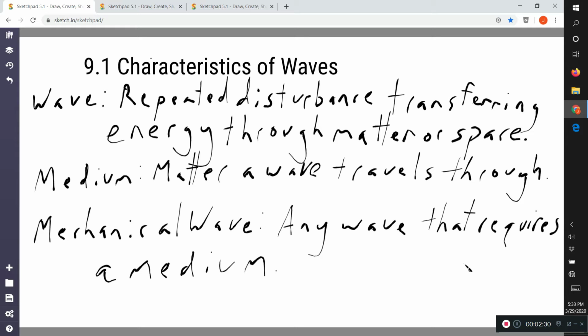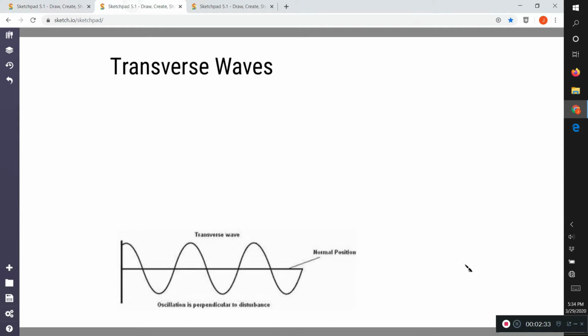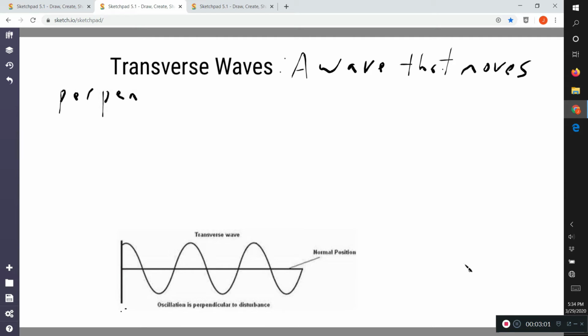So we're going to talk about two major types of waves, transverse and longitudinal. A transverse wave looks like what we have down here. The definition of a transverse wave is a wave that moves perpendicular to the medium.